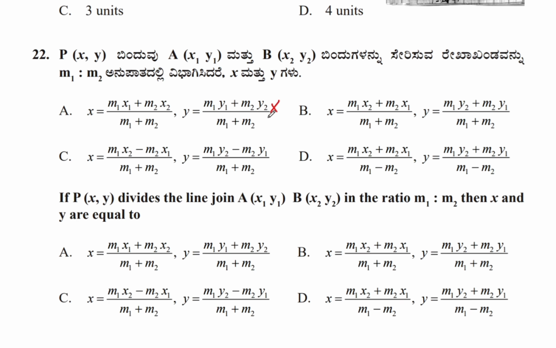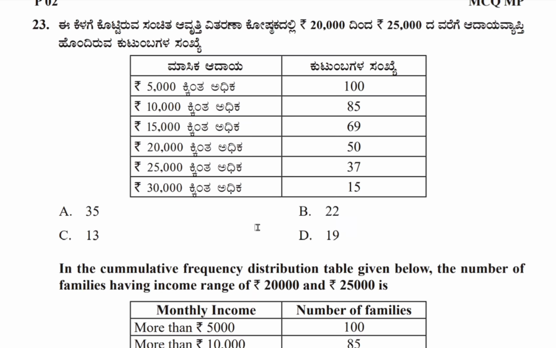Question number 22. If P of x comma y divides the line joining A of x1 y1 and B of x2 y2 in the ratio m1 is to m2, then x equals m1 x2 plus m2 x1 divided by m1 plus m2. In the same way, y equals m1 y2 plus m2 y1 divided by m1 plus m2. This is called the section formula. Therefore, the correct answer is option B.